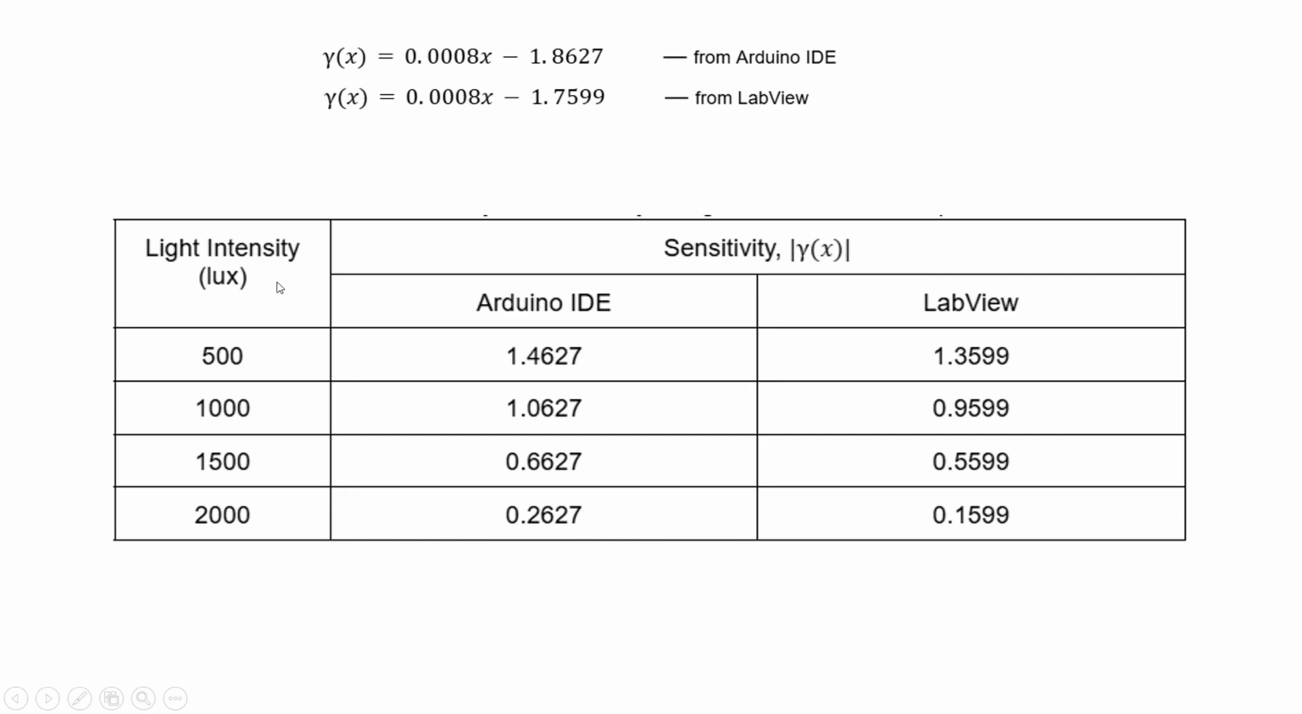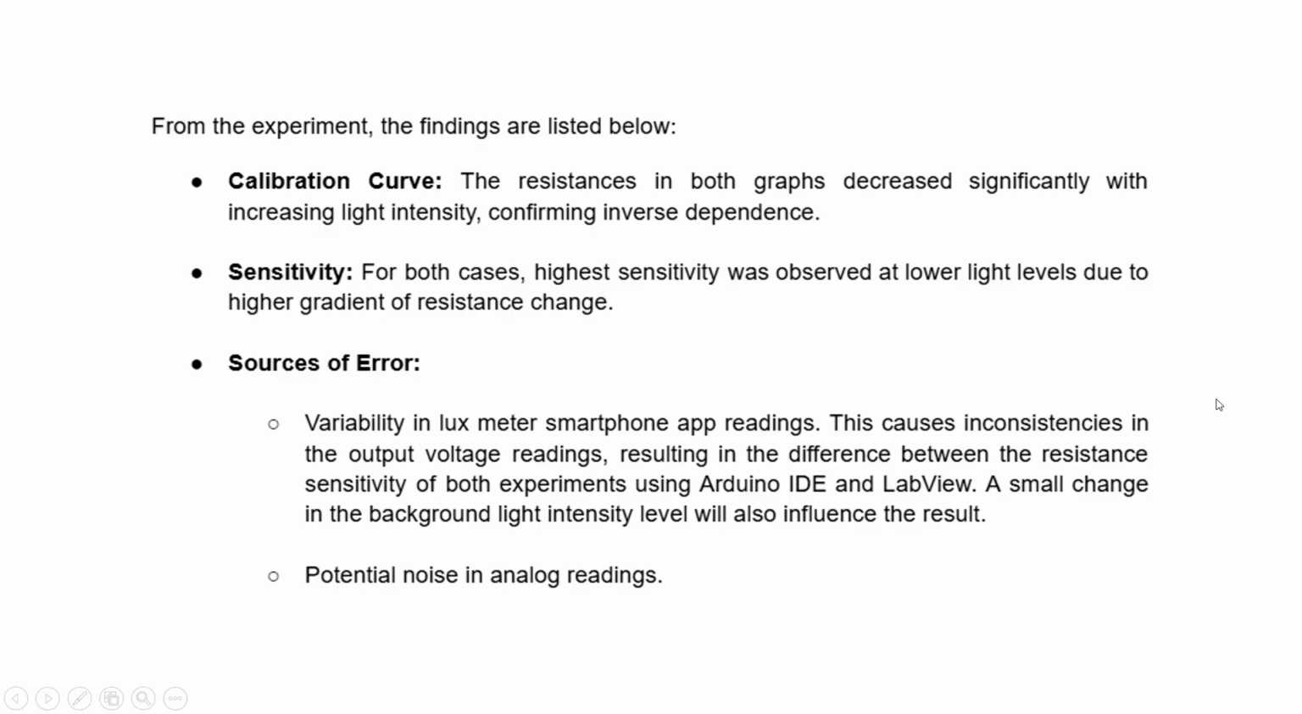For our case, we use 500, 1000, 1500 and 2000, and this is our final result, which is the sensitivity of the LDR for Arduino IDE as well as LabVIEW. For the discussion part, on the calibration curve, the resistance in both graphs decreased significantly with increasing light intensity, confirming inverse dependence. And for sensitivity, in both cases, higher sensitivity was observed at lower light levels due to the higher gradient of resistance change.